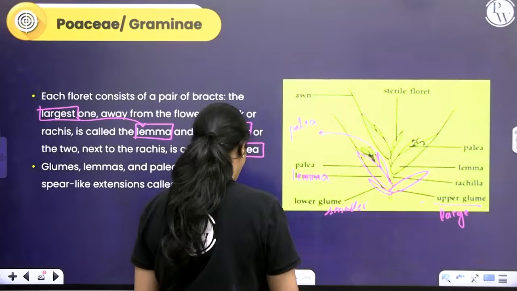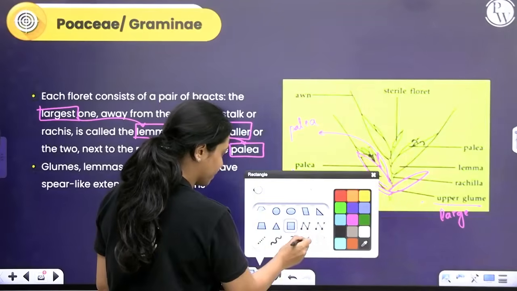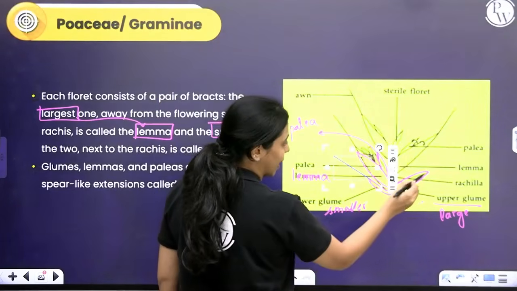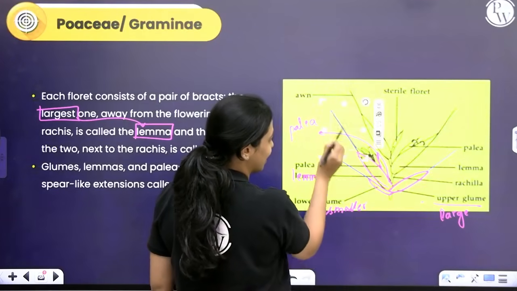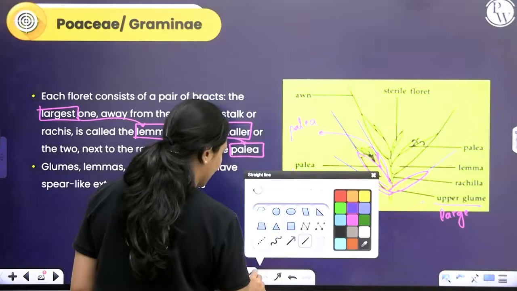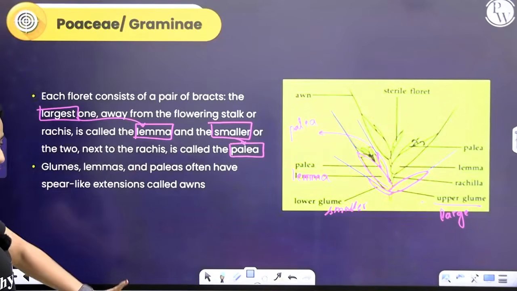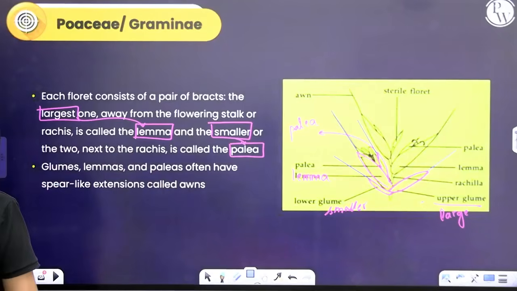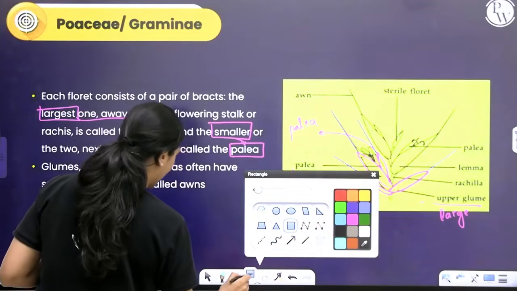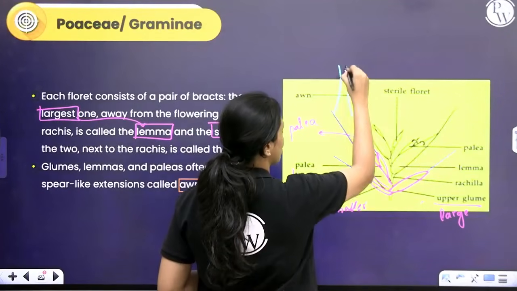Sometimes in some species what happens is, from the tip of the glumes and from the tip of palea and lemma, you can see pointed structures arising. Glumes, lemma and palea generally can have spear-like extensions, very pointed extensions that we refer to as awns. I forgot to mention this earlier. So these are called awns.